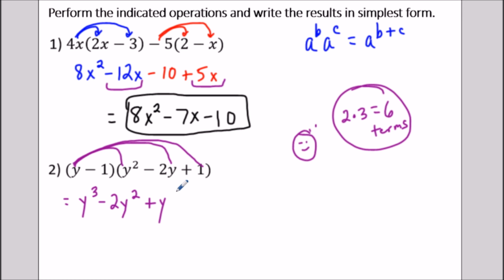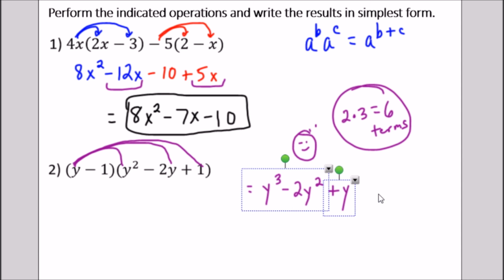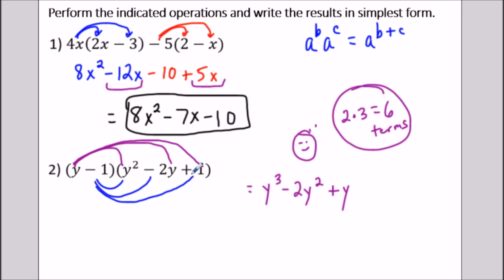But then for the next one, I'll move this out of the way, so let's just drag this whole thing over here. What we're going to do next is distribute the negative 1. So we're just going to send that through over here. And we have negative 1 times y squared is negative y squared. And I'm just going to write that underneath the other y squared term so that when we have to combine like terms at the end, everything's organized. So we've got negative y squared, negative 1 times negative 2y is positive 2y. And we've got negative 1 times positive 1 is negative 1.